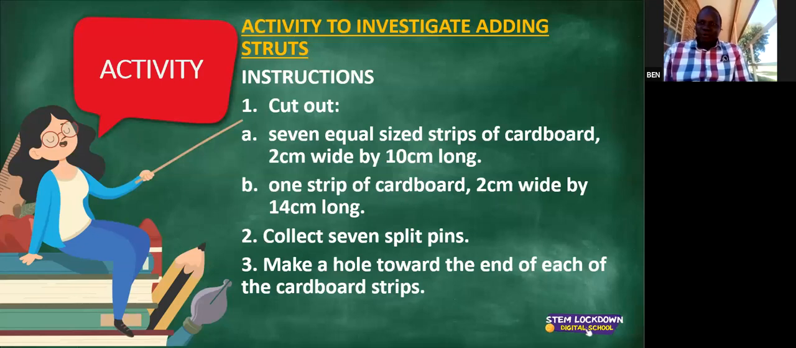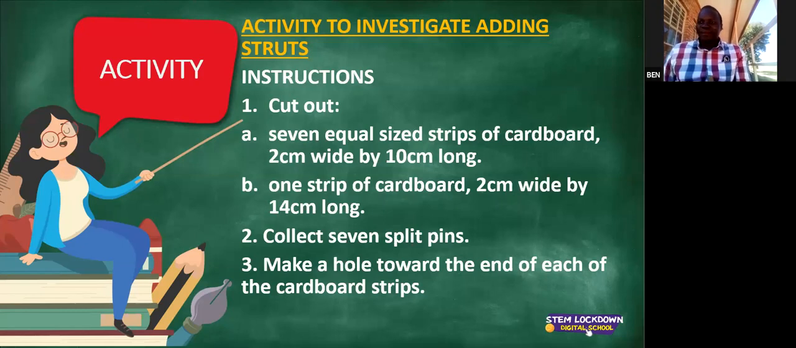Now, make a hole towards the end of each cardboard. Now, this cardboard has got holes already. I made holes at the end of each cardboard. There are 7 of them. I put them here on my laptop. Now let's see on the next slide what it says.